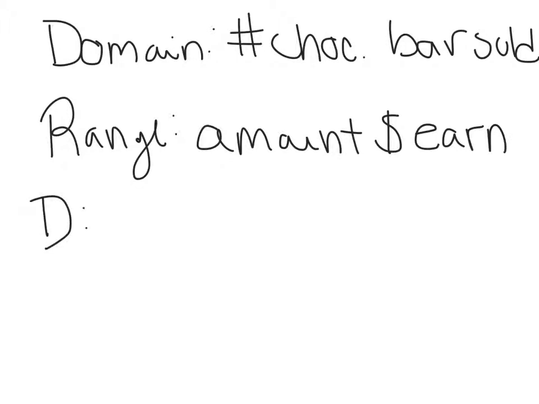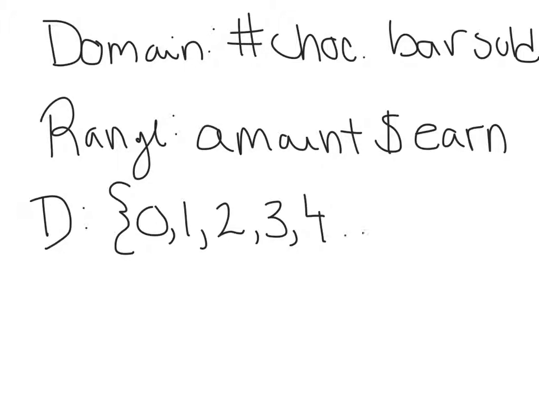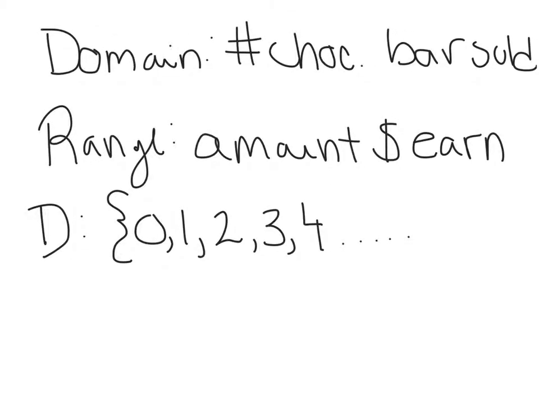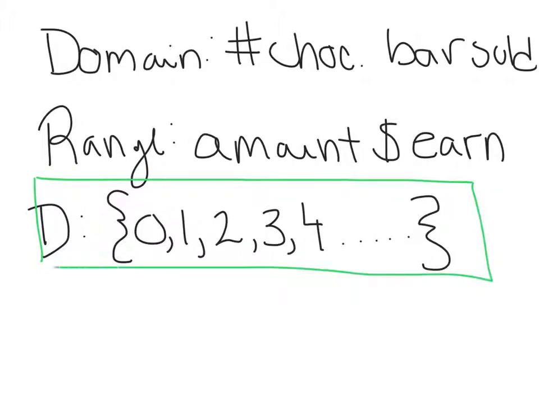So let's look at this. For domain, I can sell 0 chocolate bars, or 1 chocolate bar, or 2 chocolate bars, or 3, or 4, and so on. So this right here is my domain. We just can't sell negative chocolate bars or decimal chocolate bars. We can't sell half a chocolate bar or 1.5 chocolate bars. It's got to be a discrete whole number.